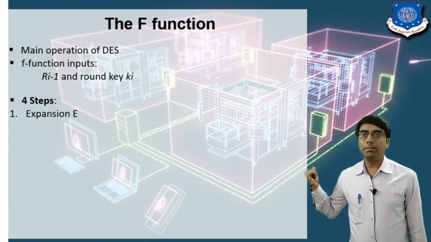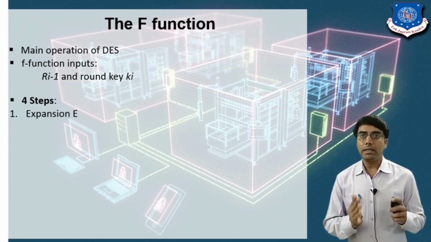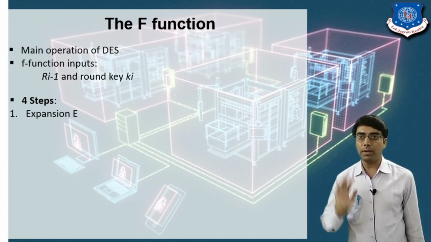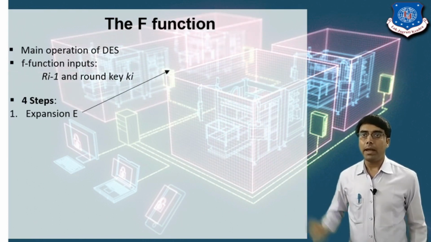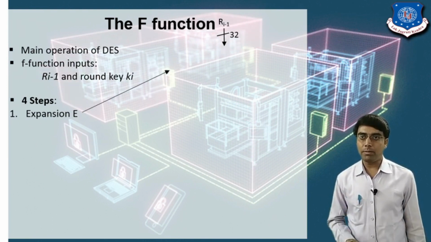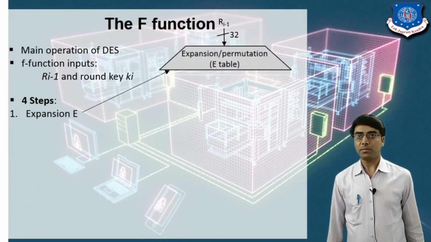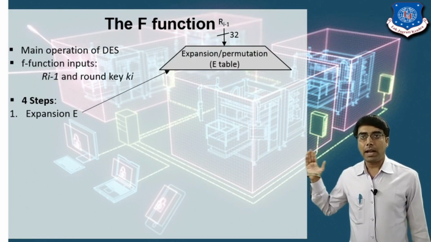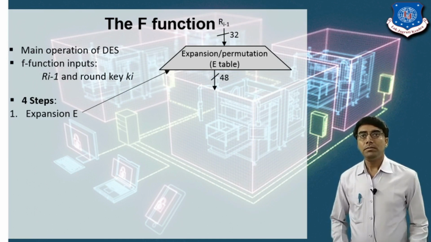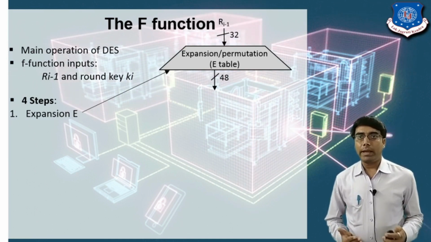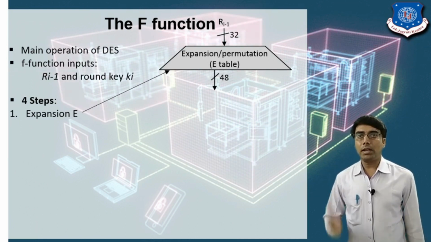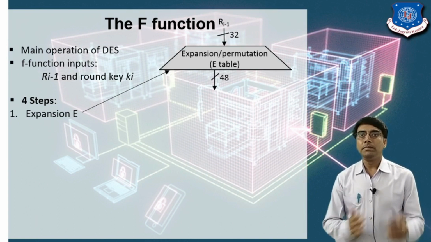Now we have four steps in each and every round. So in the first round we have four steps. The first is expansion E. I already discussed why we perform the expansion permutation. It means that our right plain text size is 32-bit. Now we are applying the expansion permutation. After applying this, it generates 48 bits.